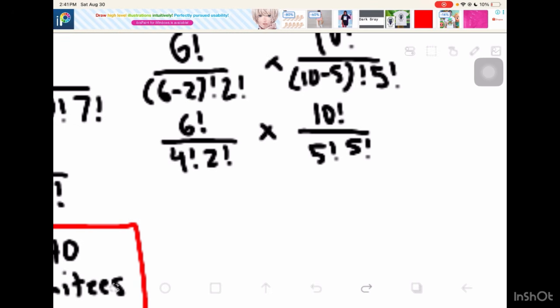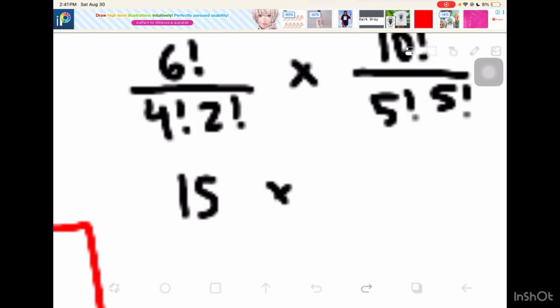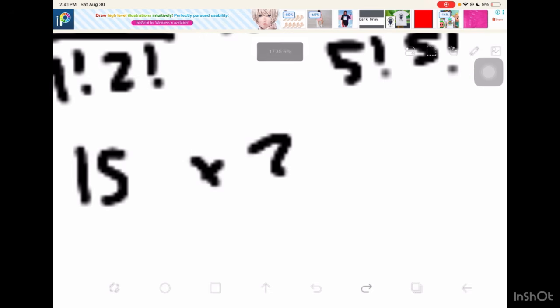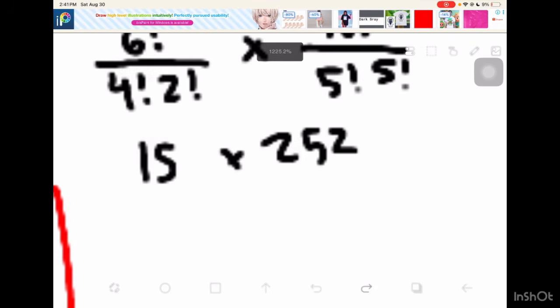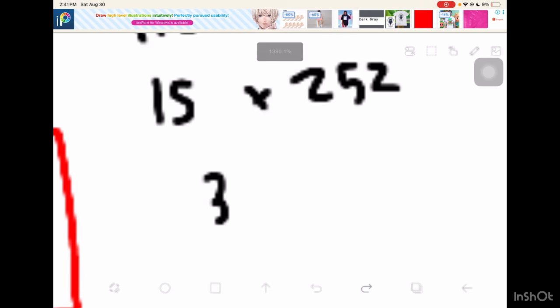6 factorial divided by 4 factorial times 2 factorial. That's equal to 15 times 10 factorial times 5 factorial, divided by 5 factorial times 5 factorial. That's equal to 252, and 15 times 252 is equal to 3,780, which is our correct answer.